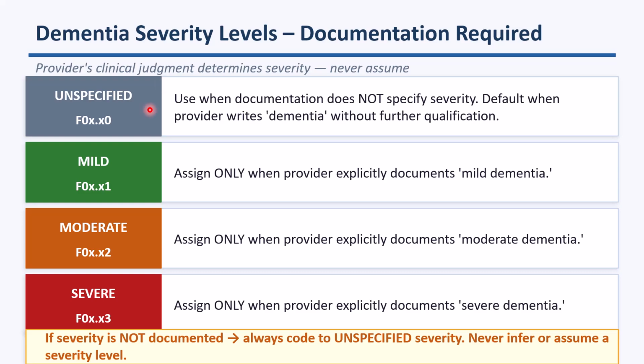So the unspecified severity is used when the provider writes dementia without specifying how advanced it is. Don't add a severity qualifier that isn't there. Mild is assigned only when the provider explicitly documents mild dementia, moderate is assigned only when the provider says moderate, and severe is assigned only when the provider documents severe. If severity is not documented, always default to unspecified.